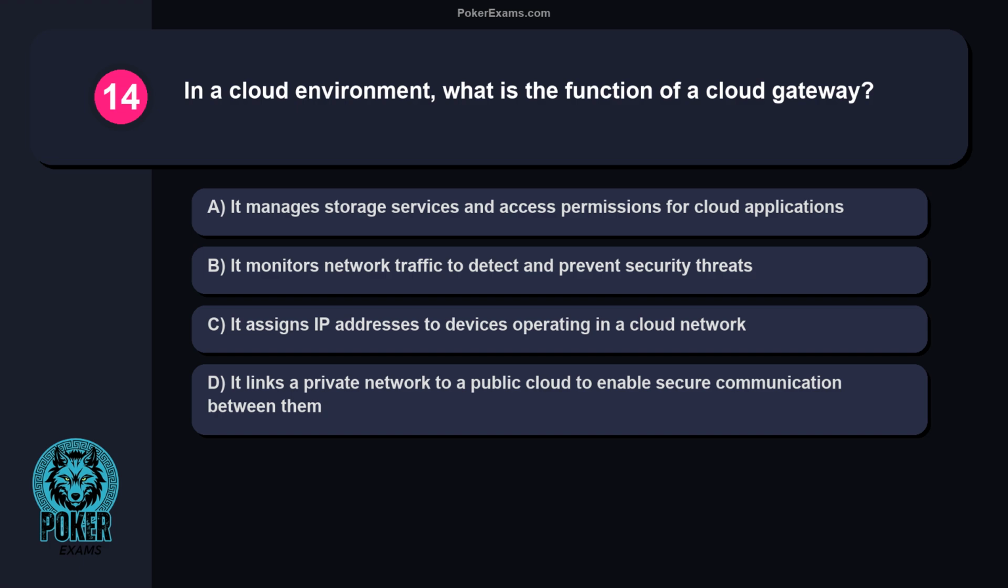Question 14. In a cloud environment, what is the function of a cloud gateway? It manages storage services and access permissions for cloud applications. It monitors network traffic to detect and prevent security threats. It assigns IP addresses to devices operating in a cloud network. It links a private network to a public cloud to enable secure communication between them.